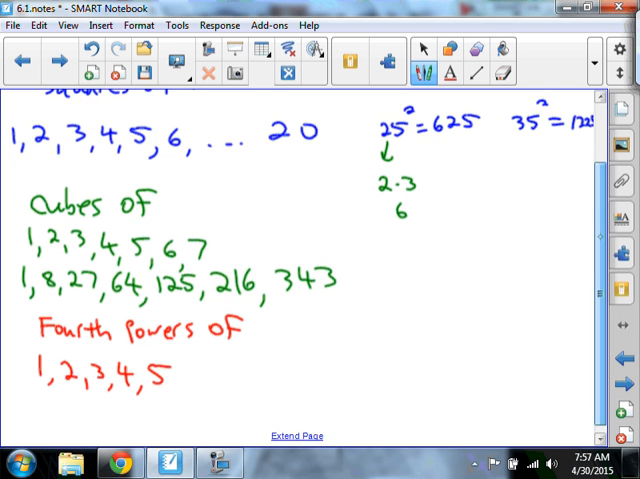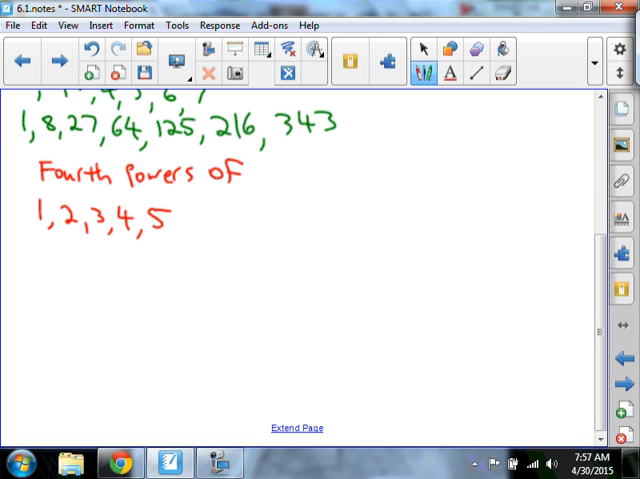So let's think about the fourth powers of 1, 2, 3, 4, and 5. 1 to the fourth power is still 1. And 2 to the fourth power, that's 2 times 2 times 2 times 2. If you want to know what something is to the fourth power, just square it and square that. So let's see. 2 squared squared is 4 squared, or 16.